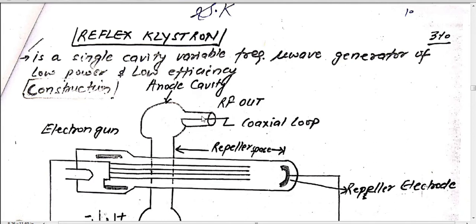Some of the application areas includes radar receivers, local oscillator in microwave receivers, signal source in microwave generator of variable frequency, portable microwave links, and pump oscillator in parametric amplifier.